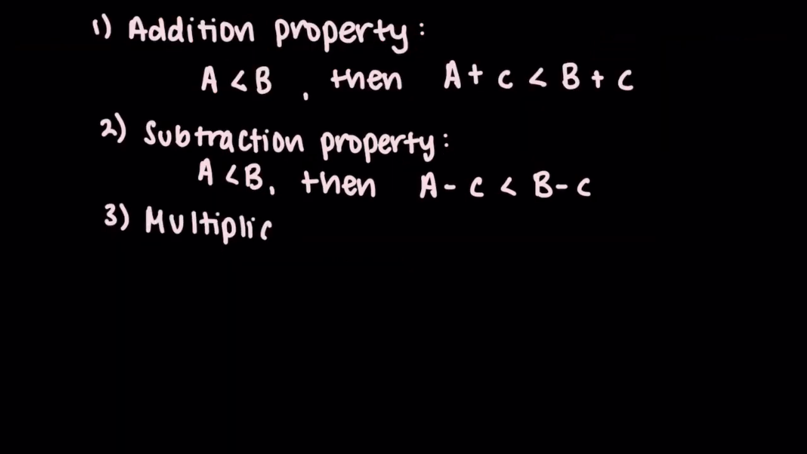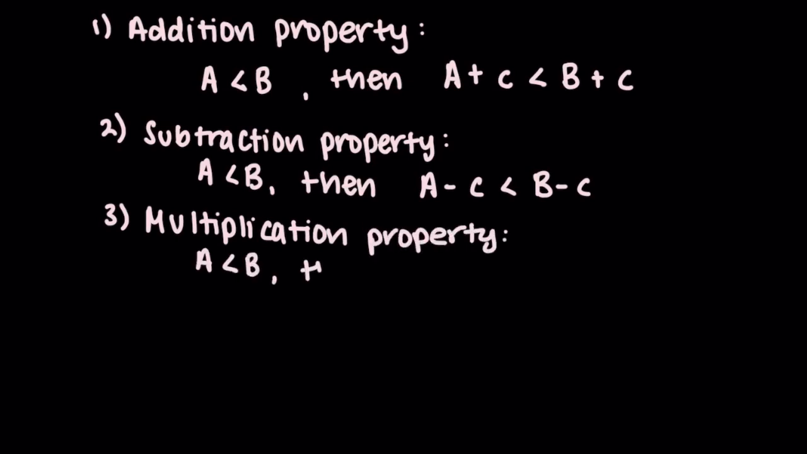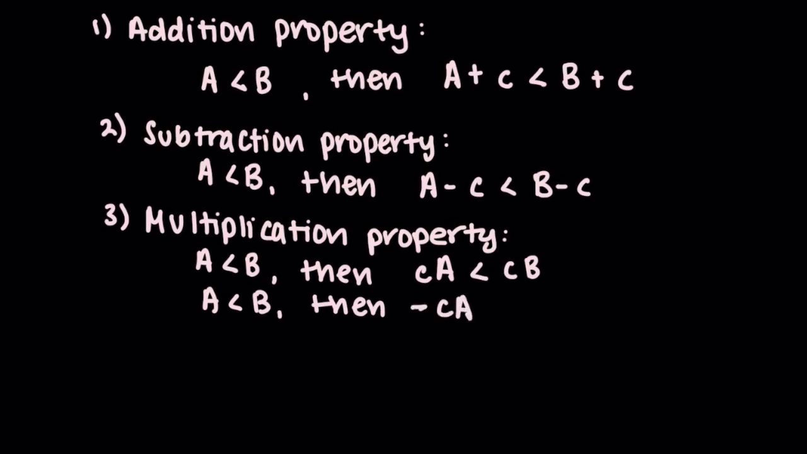The next property is the multiplication property. If A is less than B, then if you multiply both sides by C, then CA is still less than CB. And if A is less than B, and you multiply both sides by negative C, then negative CA is greater than negative CB. Since you're multiplying by a negative, you have to switch the sign.